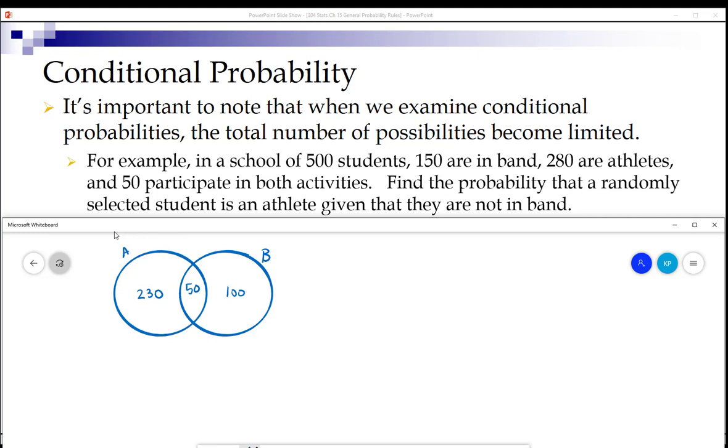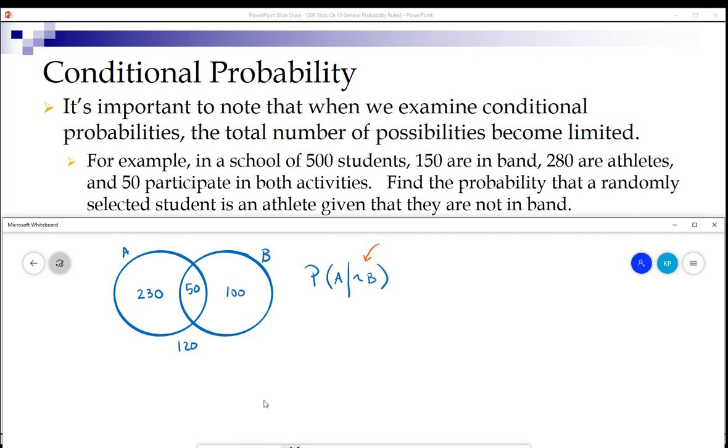And if we add all of these together, we're going to get 380 students so far. So then that means that there's 120 students that are unaccounted for. So there's 120 students that are not in band and they're not athletes. Okay, so that being said, we want to now figure out what's the probability, if we randomly choose someone, that the person is going to be an athlete given that they're not in band.